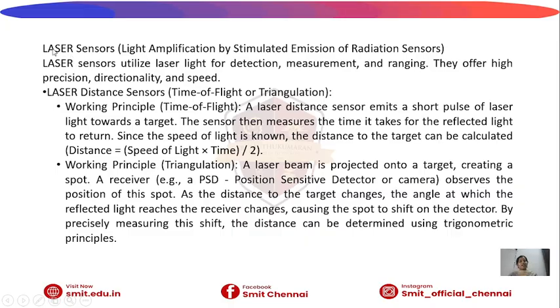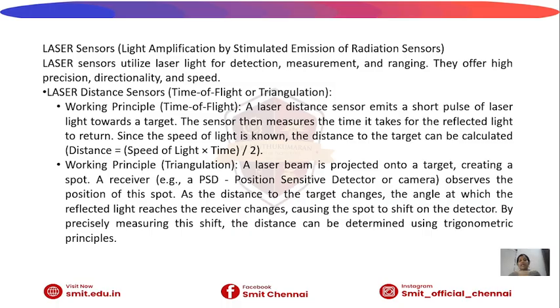So next one is a laser sensor. Laser means light amplification by stimulated emission of radiation. The laser sensor utilizes laser light for detection. It measures the distance, okay, but in two different ways. One is time of flight, another one is triangulation. Why we are using this? It offers precision, directionality and speed.